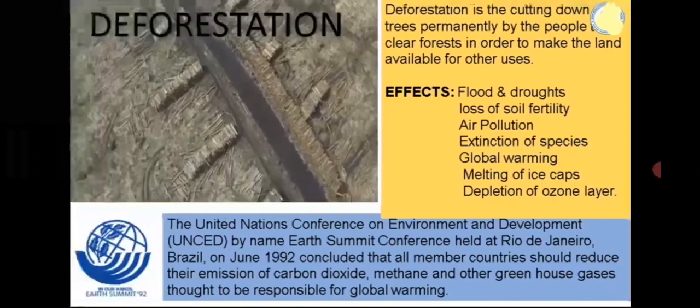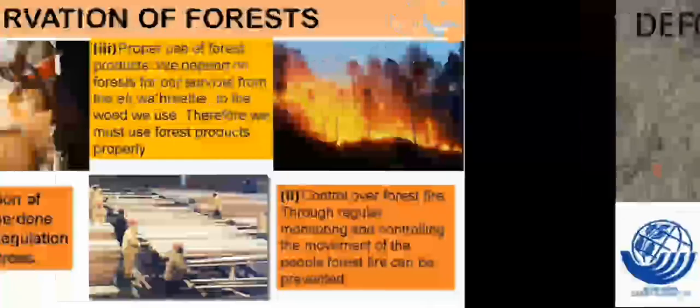Deforestation. Deforestation is the cutting down of trees permanently by people to clear forests in order to make the land available for other uses. Deforestation results in many effects like flood and drought, loss of soil fertility, air pollution, extinction of species, global warming, spread of desert, depletion of water resources, melting of ice caps and glaciers, rise in sea level, and depletion of the ozone layer.